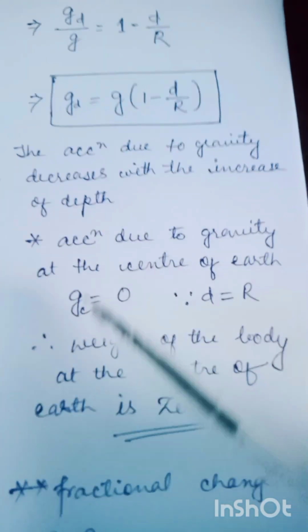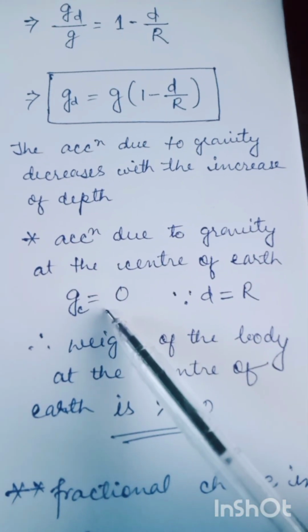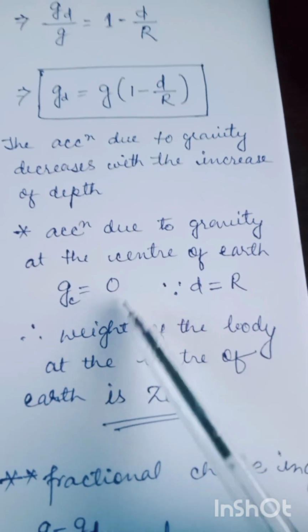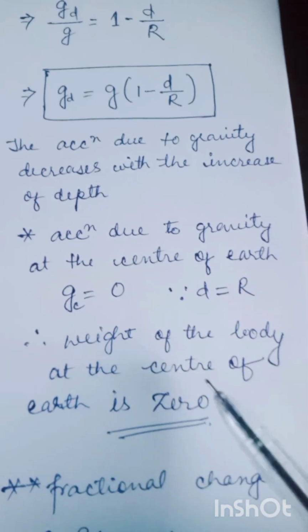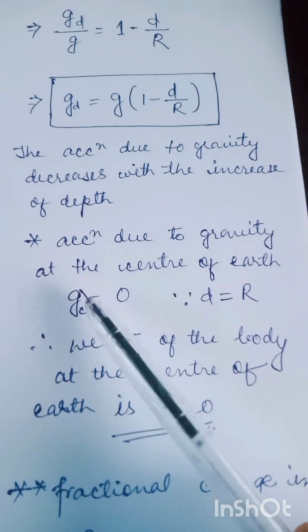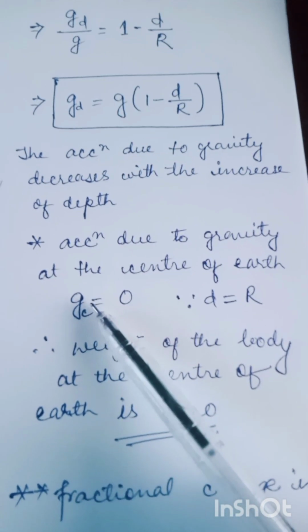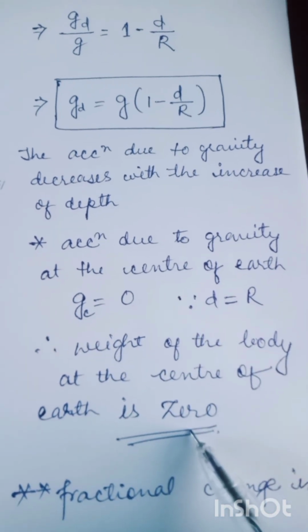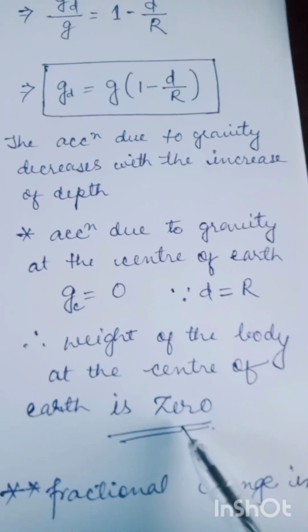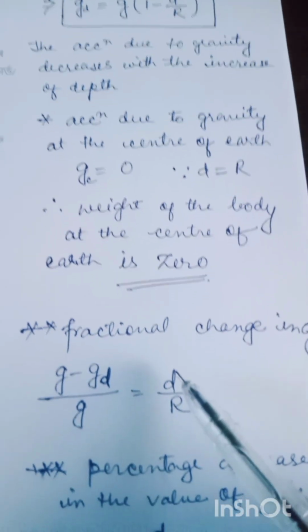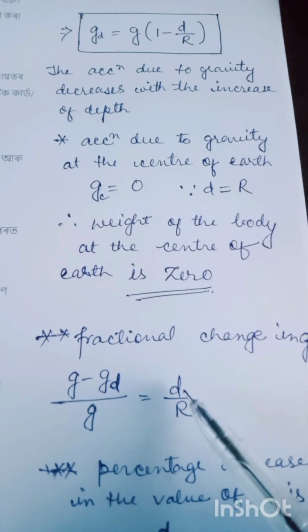Therefore, acceleration due to gravity at the center of the earth will be 0. And at the center of the earth, the weight of the body is 0. Since acceleration is 0, then 0 multiplied by the mass of any object gives us 0 weight. So at the center of the earth, the weight of the object is 0 since acceleration due to gravity is 0.